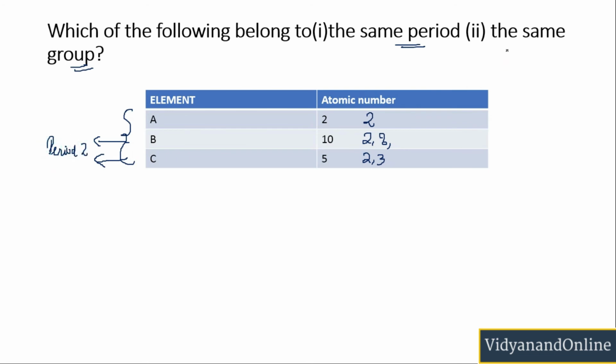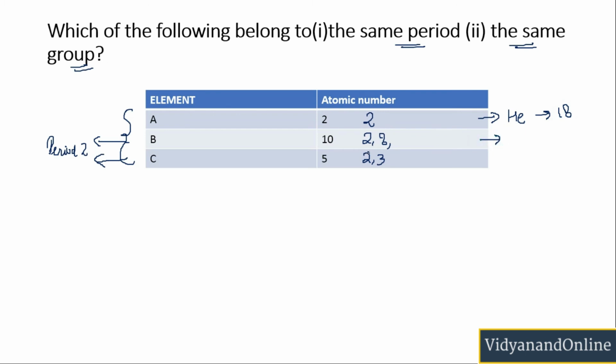Now let us see which of them belong to the same group. If you see here, none of them have the same number of electrons in the valence shell. So it seems that none of them belongs to the same group. But hey, if you see here, this is actually helium, because helium has the atomic number of 2, and that is why it belongs to group number 18.